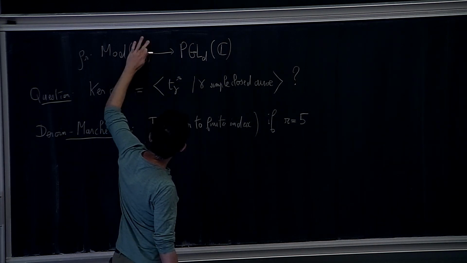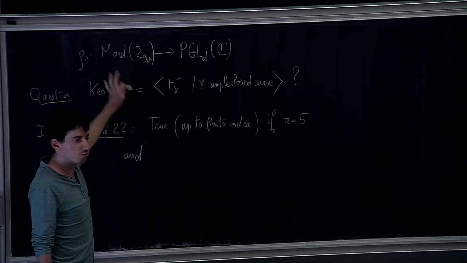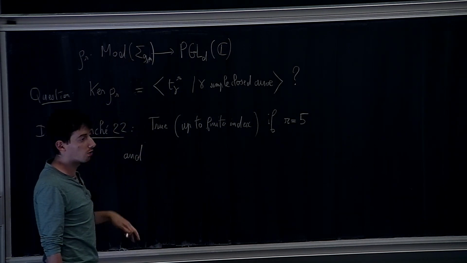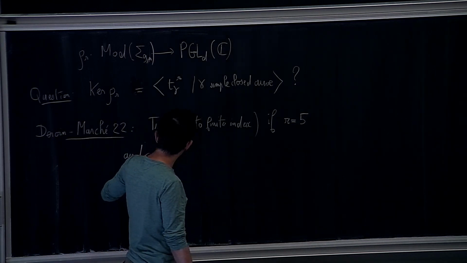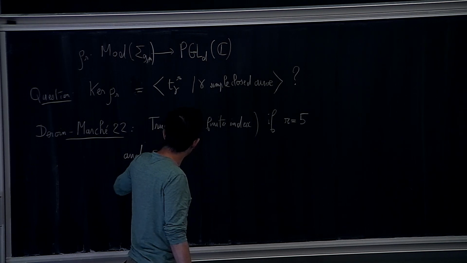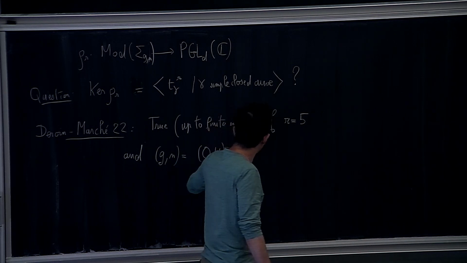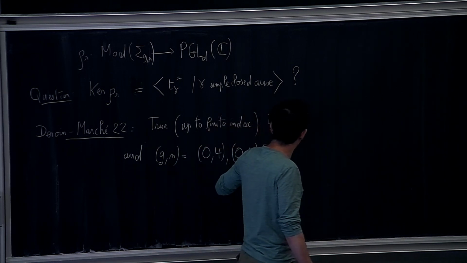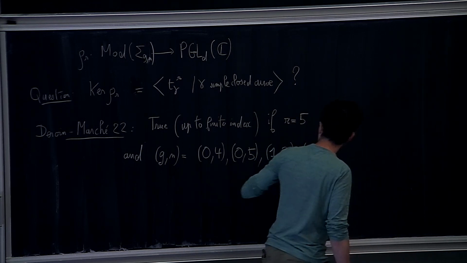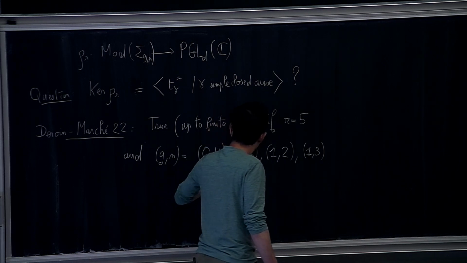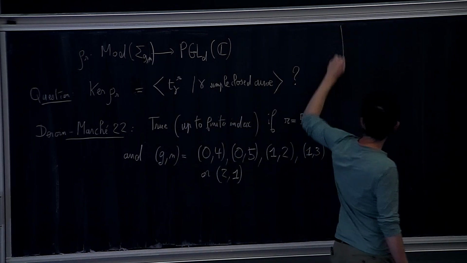So here, even though I didn't define it for non-closed surfaces, you can define the quantum representation for surfaces with boundary. Here they found that this is true if (g, n) is one of the following: (0,4), (0,5), (1,3), (2,1). Okay, so they prove it.